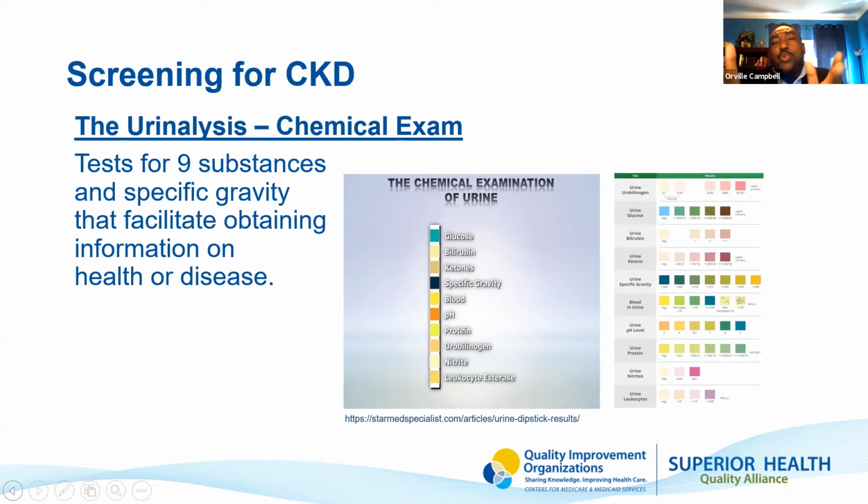And to the right, we won't go into that, but that's the guide that you use to interpret the colors after you dip. So this is actually a chemical assessment for 9 substances and the specific gravity. Next slide.